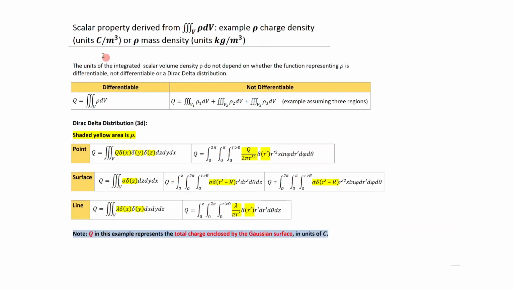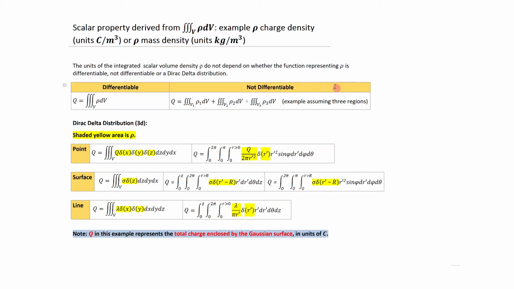All right, so the next thing is a scalar property derived from taking the triple integral of rho dv, which is nothing more than the total charge enclosed. I could have also used mass density rather than charge density. And so the units of the integrated scalar volume density rho do not depend on whether the function representing rho is differentiable, not differentiable, or a Dirac delta distribution.